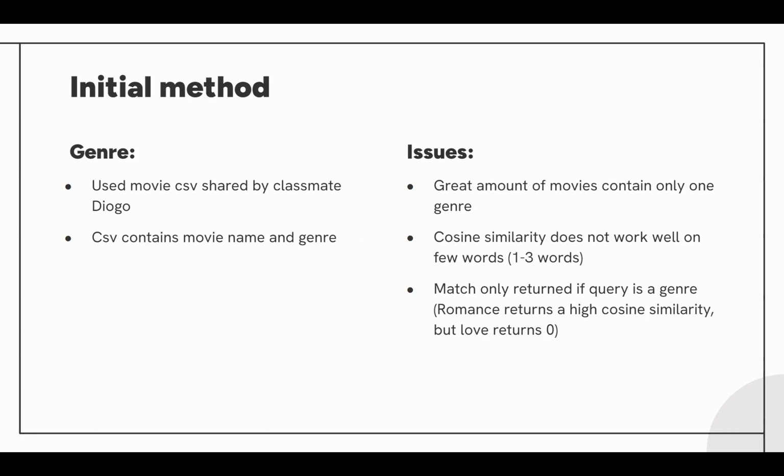However, we ran into a few problems with this because a great amount of the movies only had one specific genre and not multiple. So that was a little hard to work with. And the cosine similarity does not work well when we have only a few words, like 1 to 3 words. And the match was only returned if a query is its genre. So, for example, romance would give us a high cosine similarity, but an emotion such as love would return a very low cosine similarity.